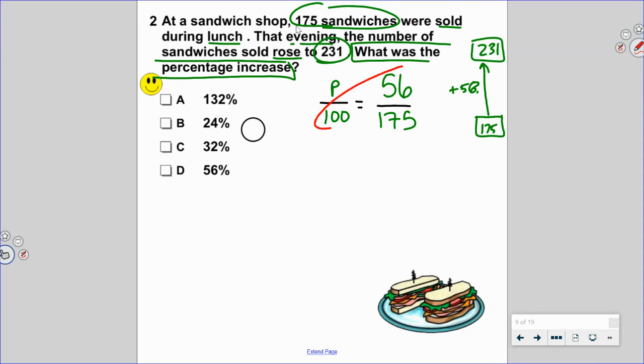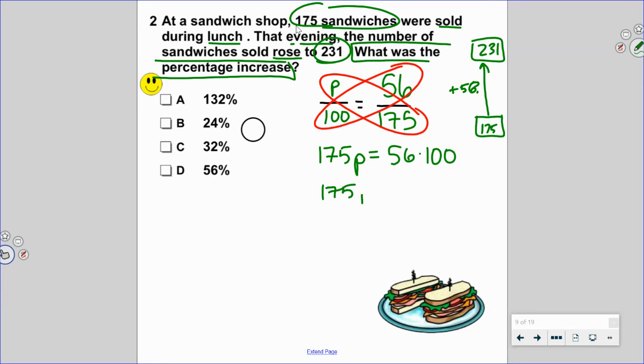At this point, I don't know of any scale factor, so let's go straight into cross products, where we have 175 times some missing number p is equal to 56 times 100. Now, we don't know what 175 times p is, but we do know that 56 times 100 is 5,600. Let's go ahead and solve.